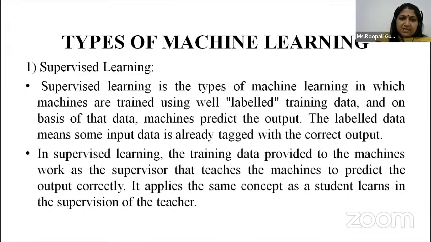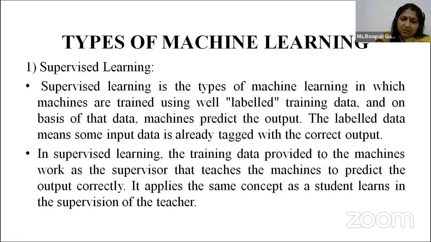And the labeled data means some input data is already tagged with the correct output. Sometimes what happens is, we give some input and we do not get the correct output as we desire. So what we do, we keep on providing the training until the machine becomes an expert. We keep on giving the training until it gives the correct output as per our expectation.